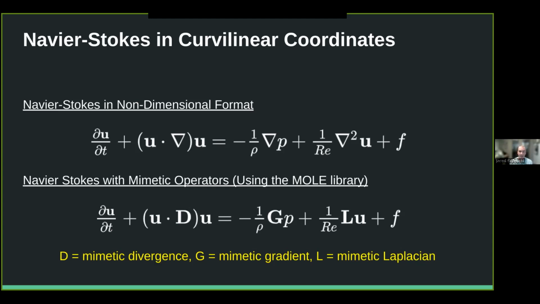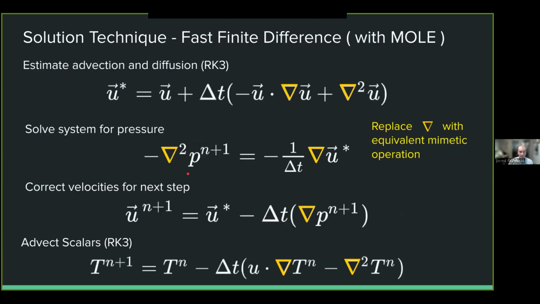So to solve the Navier-Stokes system, all calculus operations are replaced with their equivalent mimetic operator. Computationally, these are represented by matrix vector operations. And this replacement is replicated to all steps taken to solve this nonlinear system. Right? All calculus operations are replaced with whatever mimetic operation is needed.